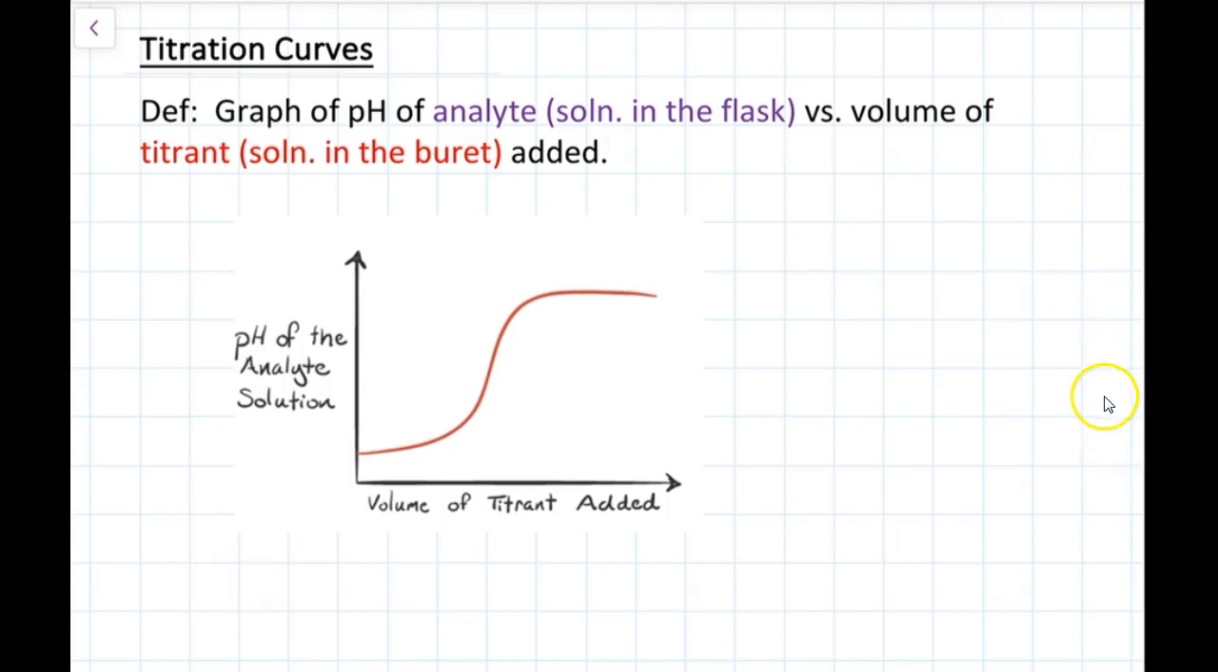What I want to talk about is a couple of pieces of the anatomy of this titration curve. First of all, the thing that we've been finding is the equivalence point. It's the middle of the steep part of the curve. So it's kind of this point right here. So this is called the equivalence point.